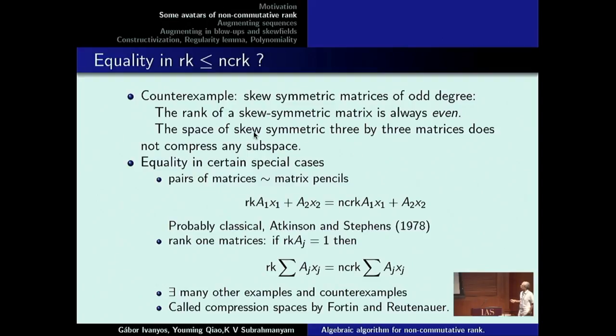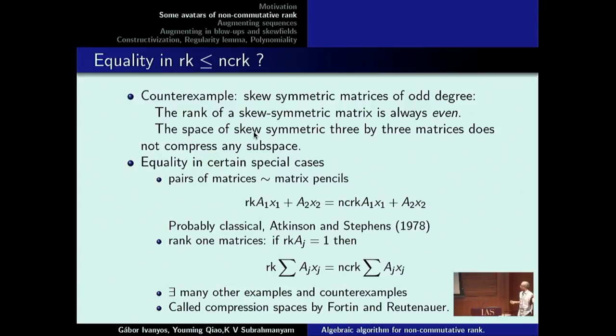It turns out that the rank is actually equal to the non-commutative rank in certain special cases. If I look at matrix pencils, the span of a two-dimensional matrix space, in that case the rank is equal to the non-commutative rank. This was an old result of Atkinson and Stephens, and probably was even discovered earlier. I don't really know. Then again, in the case of rank 1 matrices, if each of the Ai is rank 1, then one can show that this is true.